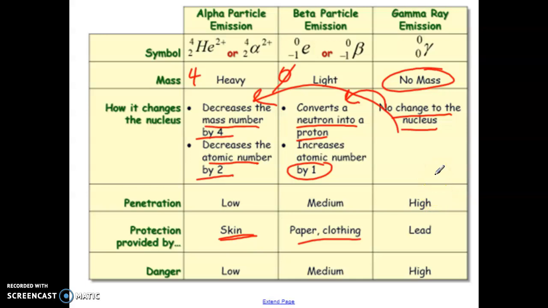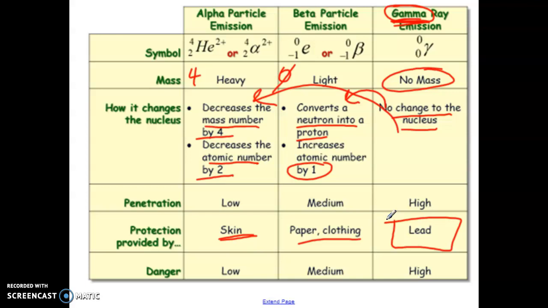However, gamma ray emission is actually very strong in terms of its energy and danger level. Gamma ray is enough to actually cause mutations in tissue cells to the point where it may cause cancer. So when working with gamma radiation, your clothing is not enough. You need to have a lead apron on.